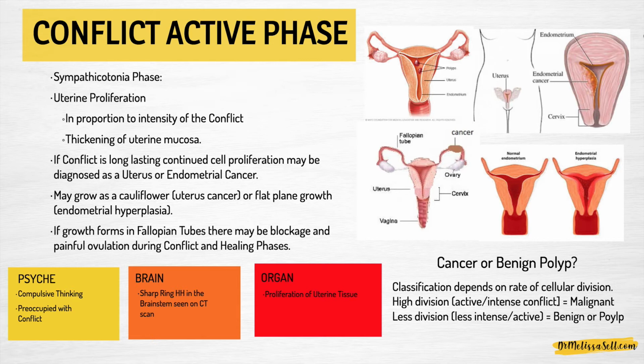If the growth forms inside the fallopian tubes, there may be blockage and also painful ovulation during the conflict and the healing phases. Also, when you are in conflict, you may have more intense periods, more painful periods, because of the fact you are in a prolonged sympathetic phase.